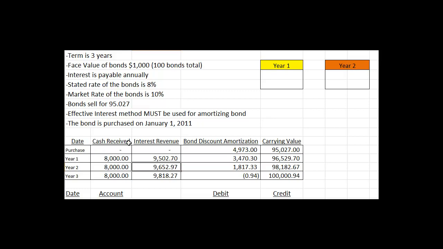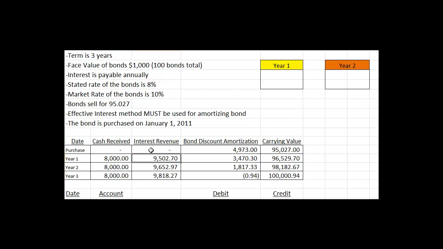So I've created this amortization schedule that was on the handout, and hopefully you've been able to go through this. I'll just quickly walk you through this. The cash received is going to be the face amount of the bond, which is $100,000 times the stated rate, 8%. So we will receive an $8,000 cash payment at the beginning of the year for 3 years, because it's a 3-year bond, and that doesn't change.